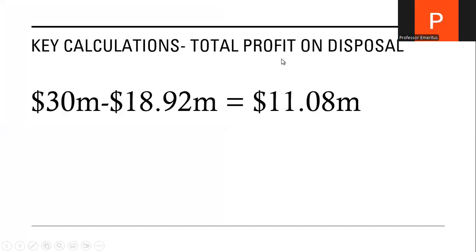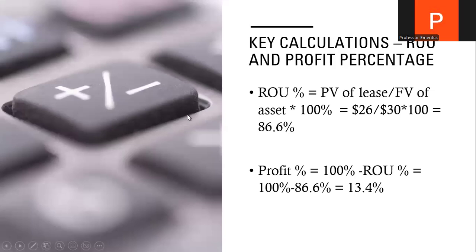So what will be the total profit on disposal? Since the fair value received is 30 million and the carrying amount is 18.92, the total profit on that disposal is 11.08 million. The next thing we want to calculate would be the right of use and the profit percentage. Other lecturers take different steps arriving at the right of use and the profit to be recognized, but I use this percentage approach because it's simpler.